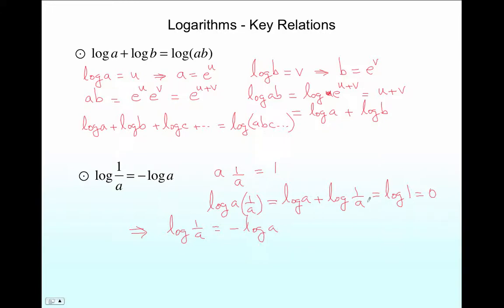That's directly from here. Now, what this means is that if I have log of, let's say, a over b, in that case, this is log of a plus log of 1 over b. But log of 1 over b, we've just found out, is minus log b. So this is log of a minus log of b.